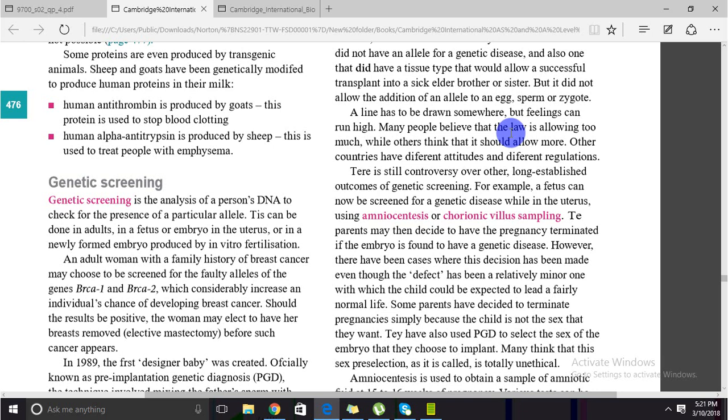However, there have been times when the decision has been made even though the defect was a relatively minor one, with which the child could be expected to lead a fairly normal life. Some have chosen to terminate pregnancy simply because the child is not the sex that they want. They've also used pre-implantation genetic diagnosis to select the sex of the embryo that they choose to implant. Many think that this sex preselection, as it is called, is unethical.